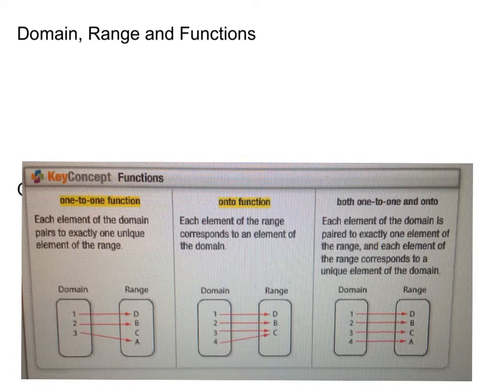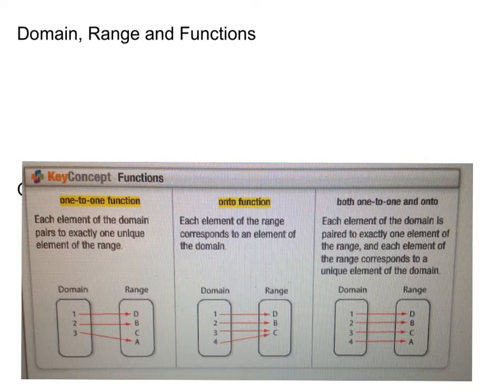Domain and range. Domain is every x input, every input into a function. If we're looking down at this table below, you can see the domain would be the inputs. That's what's going in. So if we put 1, 2, and 3 into some function, those would be all the inputs. Those are the domain. So that domain would be 1, 2, and 3.